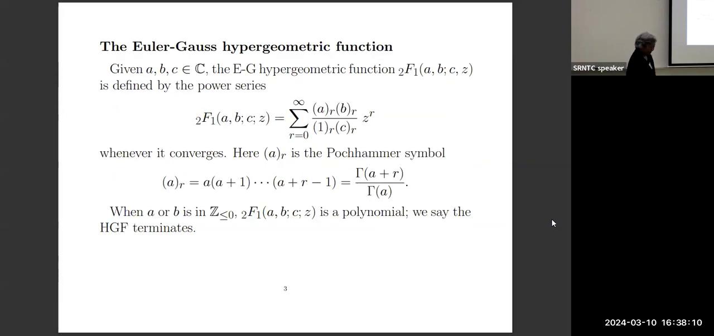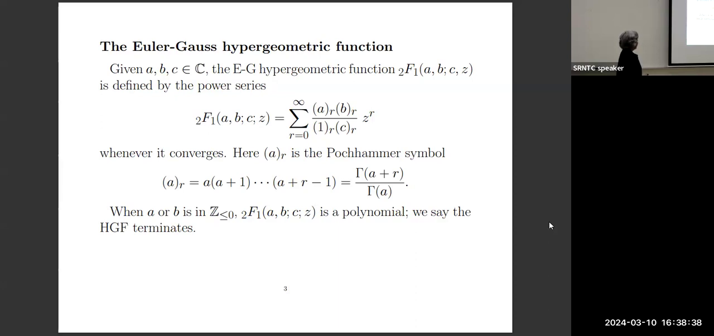The hypergeometric function was initially introduced by Euler, and Gauss was the first person who systematically studied hypergeometric functions. At that time, the hypergeometric functions were what we call the 2F1, which involves three complex constant parameters, A, B, and C. It's defined using the Pochhammer symbol.